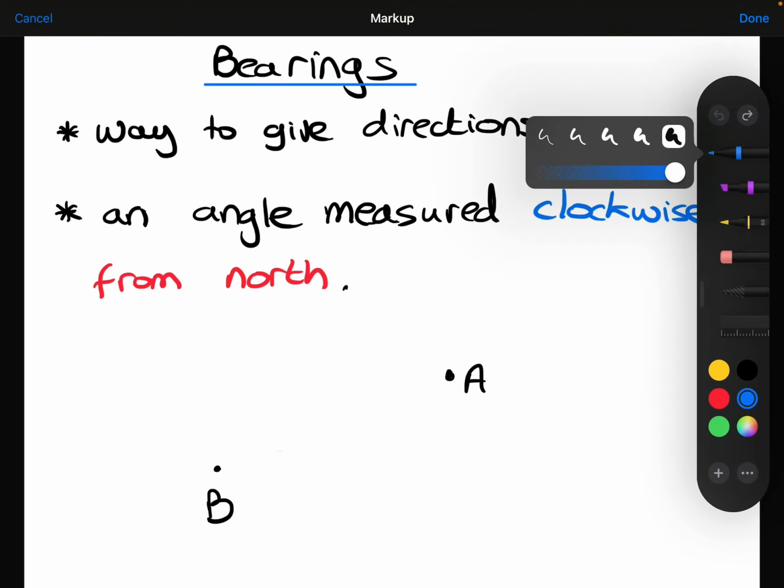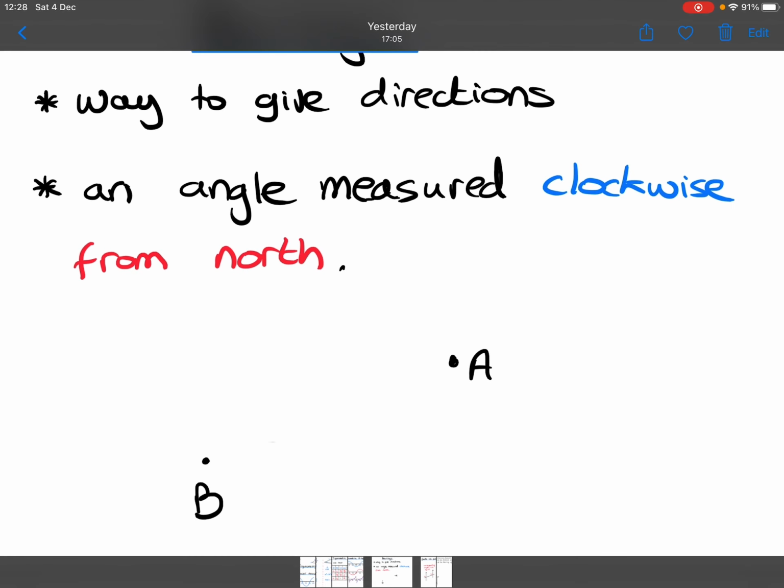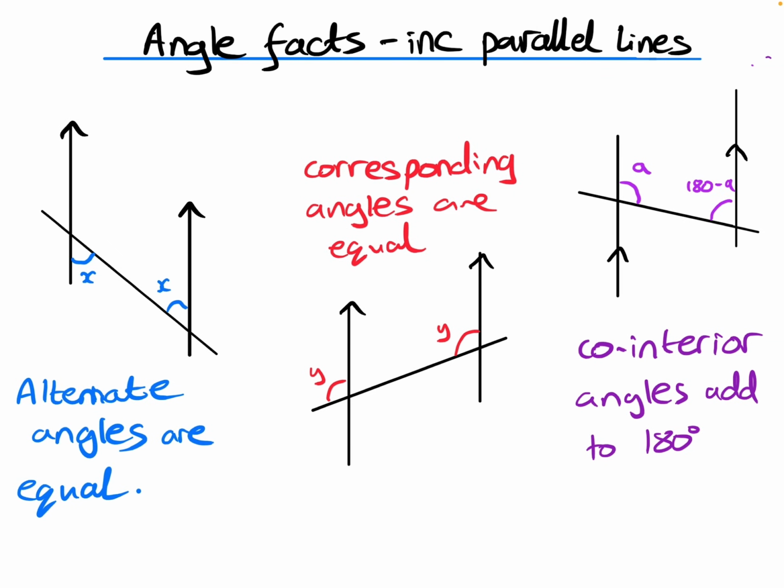If instead I was talking to somebody in town B and I wanted to give them directions to get to town A, so they want to go this direction, the bearing that I would tell them is the angle measured clockwise from north. So there's north, this is clockwise from north, and that's going to be roughly about 70 degrees maybe. So I would tell that person to travel on a bearing of 70 to get to town A. So that's bearings.